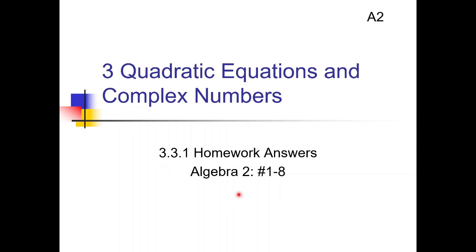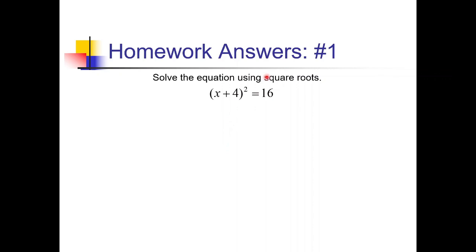On this problem, they want us to solve this using square roots. Since we already have this squared term completely isolated, we just need to take the square root of both sides. So square rooting the left side just gives me the x plus 4 that's inside the squared parentheses. On the right side, we need the square root of 16, which is 4, and we have to remember to include the positive and negative root of that since we're square rooting an equation.